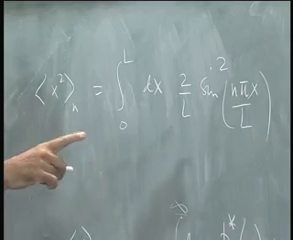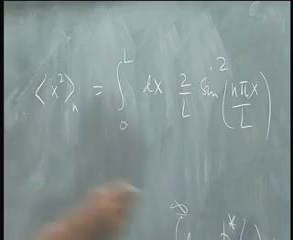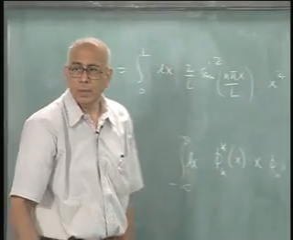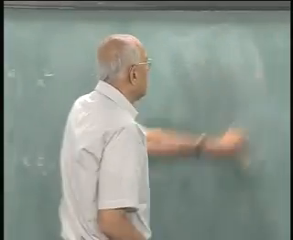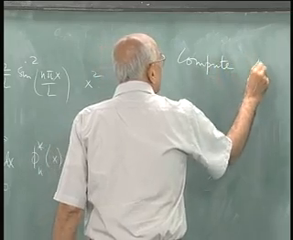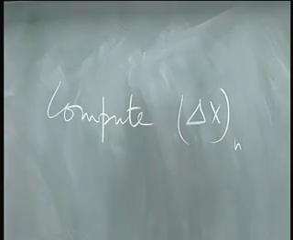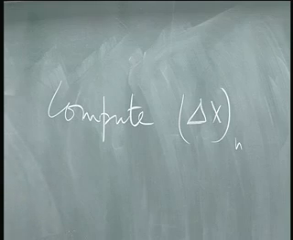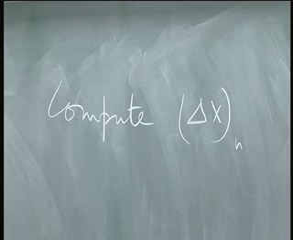All this would go through except the x would be replaced by x squared, and that is also a trivial integral to do, integrate by parts twice. So once you do that, I want you to work this out, compute delta x, this is the uncertainty, this is the standard deviation in the position. So you should compute this number, take x squared average minus x average squared, and then take the square root of the whole thing.